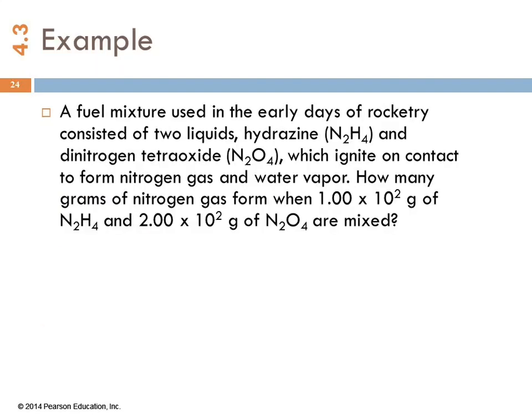So here's an example. A fuel mixture used in the early days of rocketry consisted of 2 liquids, hydrazine and dinitrogen tetroxide, which ignite on contact to form nitrogen gas and water vapor. How many grams of nitrogen gas form when 1 times 10 to the 2 grams of hydrazine and 2 times 10 to the 2 grams of dinitrogen tetroxide are mixed? Doesn't this look fun? No? Okay. Well, we're going to do it anyway.